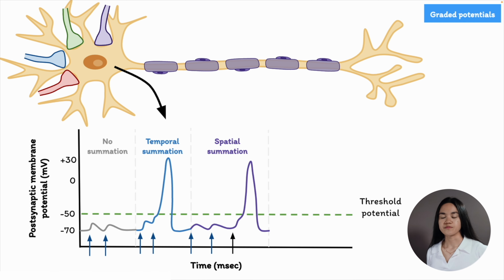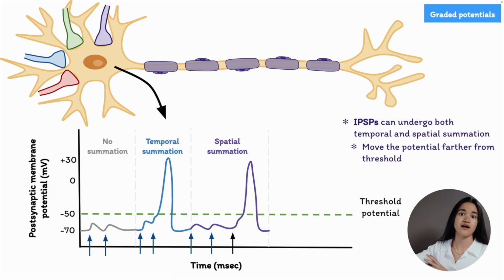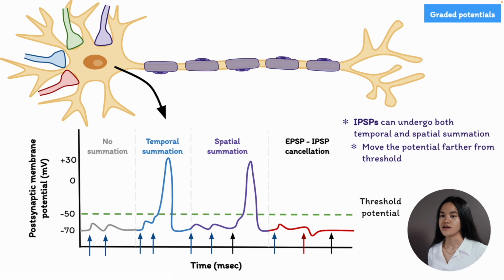That's EPSPs. Now, this also applies to IPSPs, inhibitory. It can undergo both temporal and spatial summation. So if we add IPSPs together, it's going to move the potential farther from threshold, okay? Now, another thing as well, if excitatory and inhibitory signals are happening at the same time, they cancel each other out. It doesn't change the postsynaptic potential, it remains close to resting potential, okay? It's like they're fighting each other, yeah, we're just going to cancel each other out.